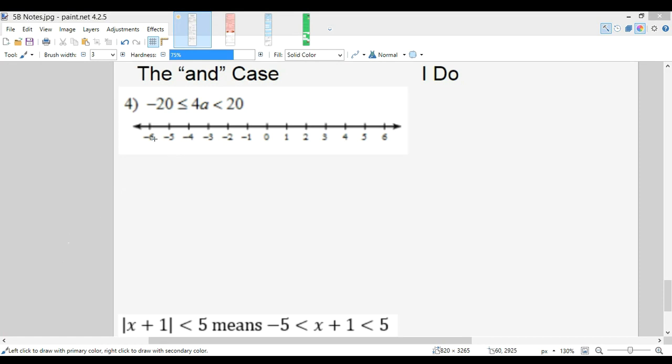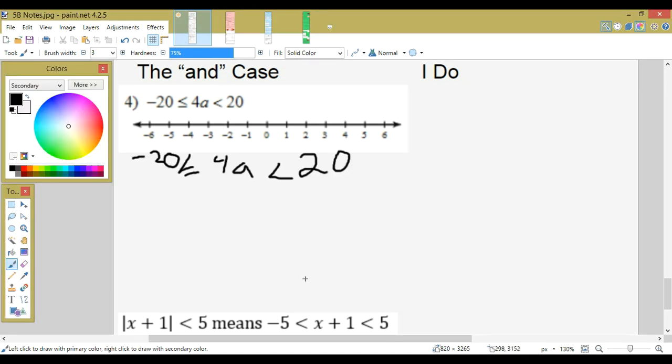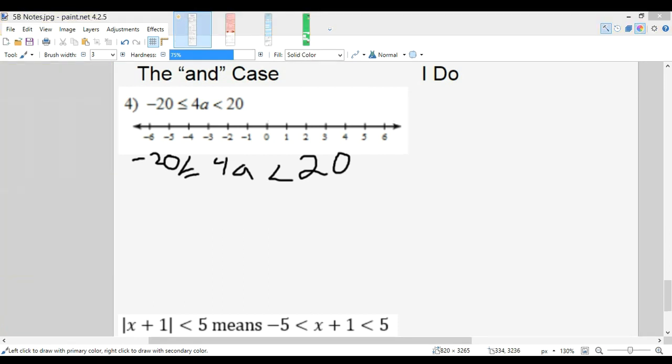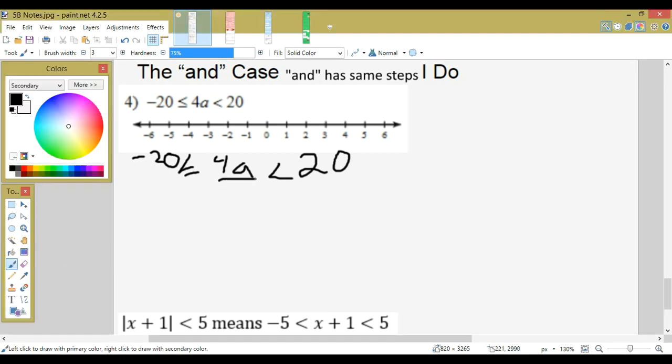The AND case. Negative 20 is less than or equal to 4a, which is less than 20. First, we rewrite our given compound inequality. For this, we are going to do the same steps for all three sides, for all three expressions. So we want a by itself, so we're going to divide each term by 4. There's 3 terms here.